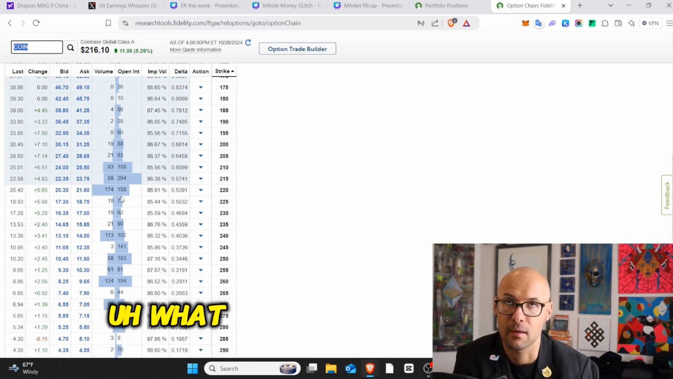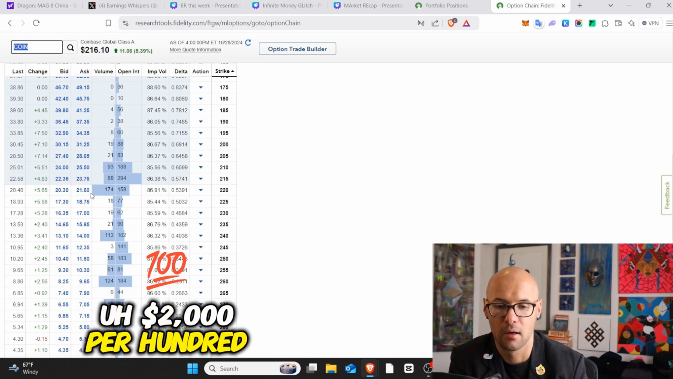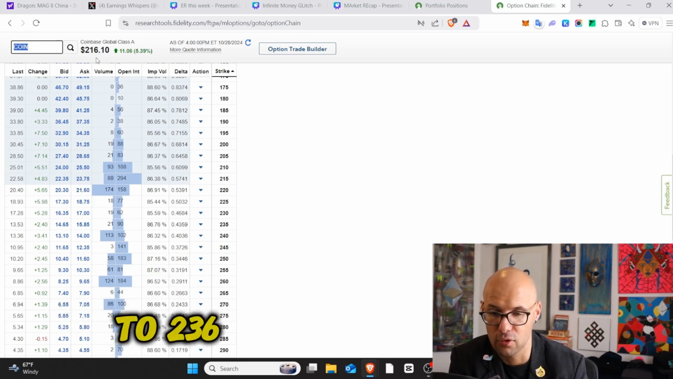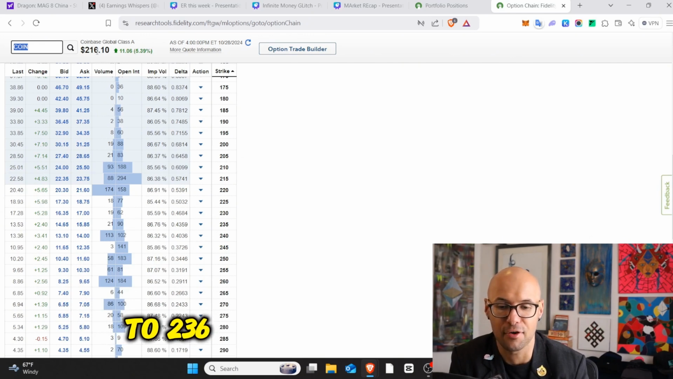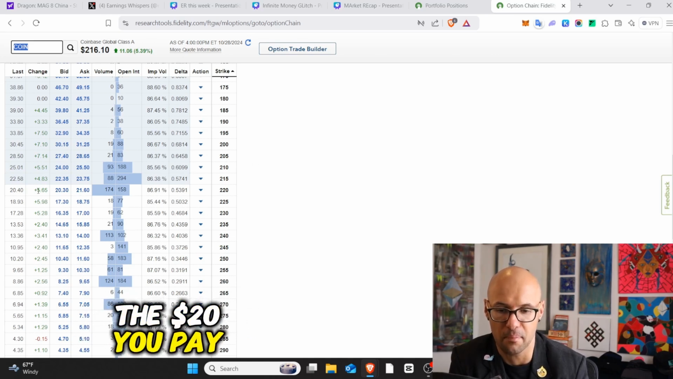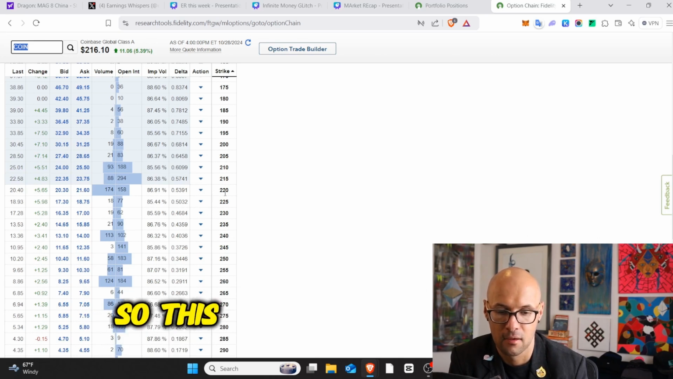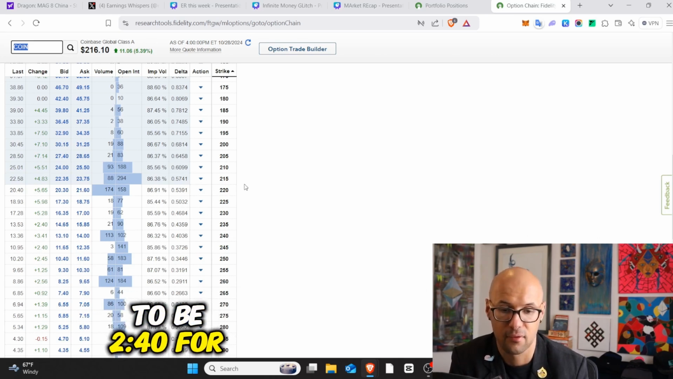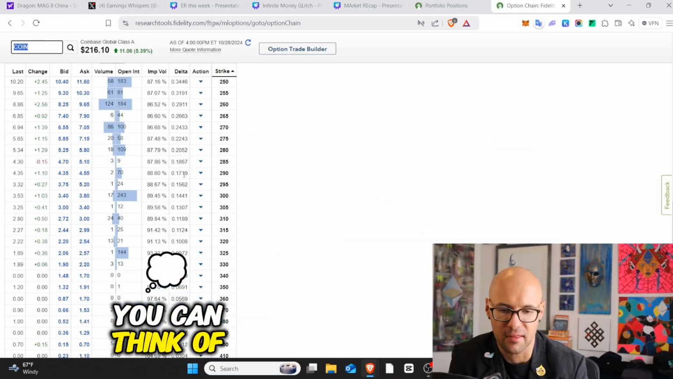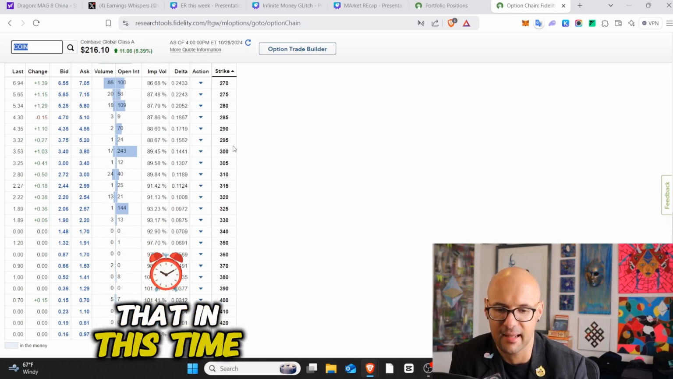So this would be, what is that? $2,000 per 100 shares. So the price would actually have to go to 236 for this to be profitable. The $20 you pay for the strike of 220. So this would have to be 240 for it to actually even make you $1. And if we look at the delta, you can think of that as the probability of the price actually getting to that in this time frame.